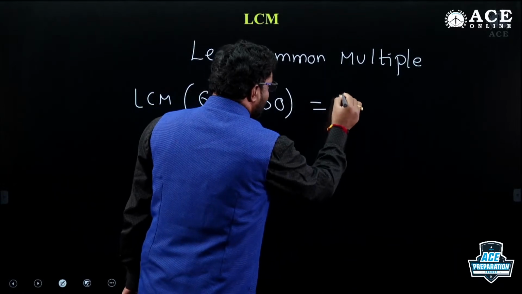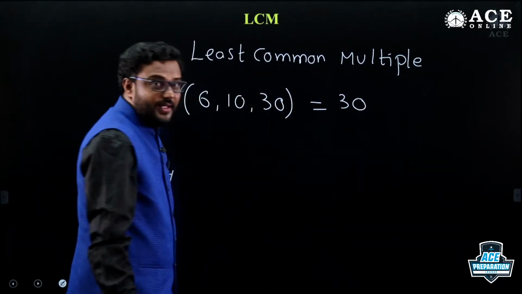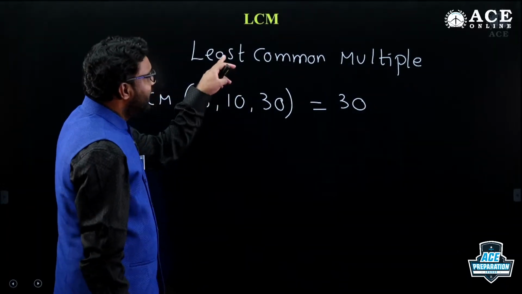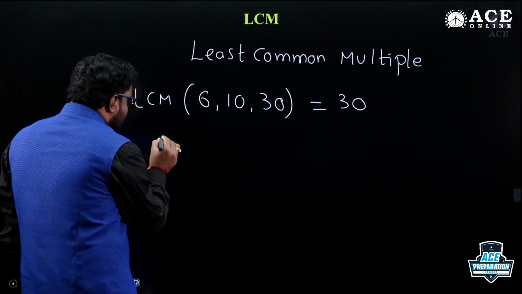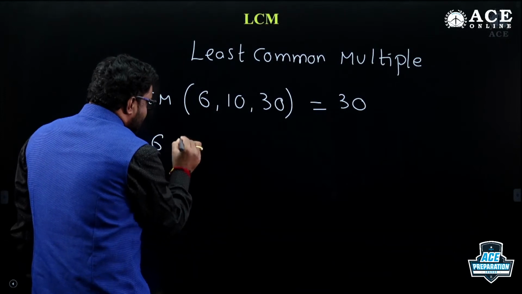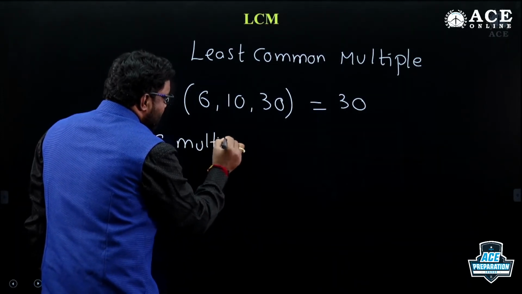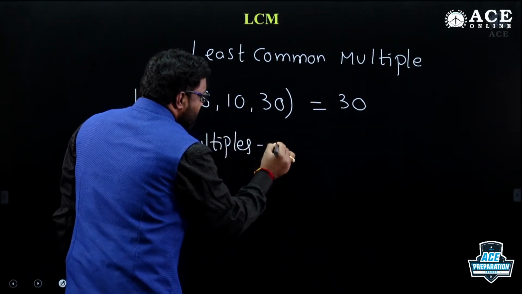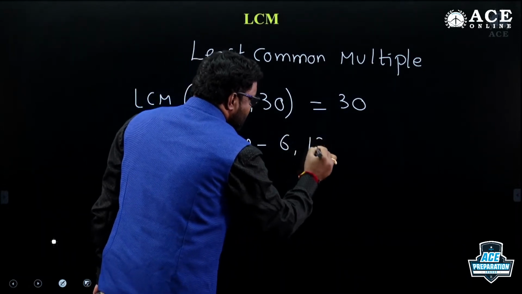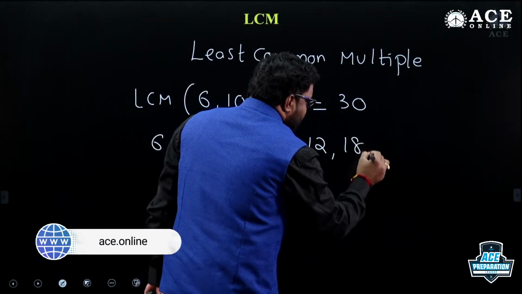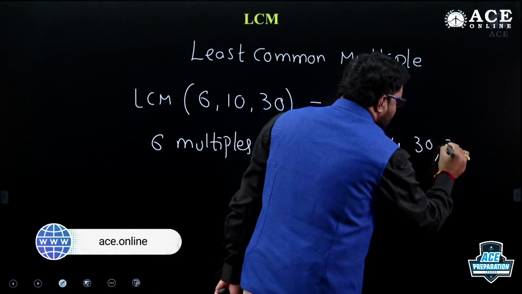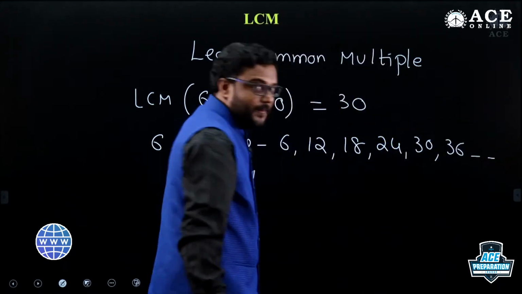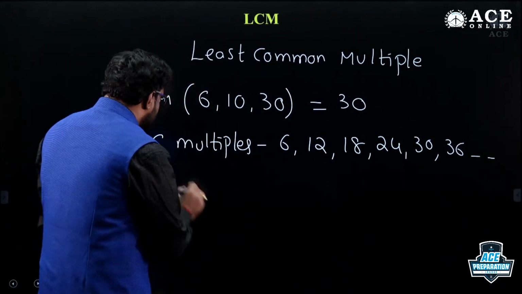You people may know, but how you got 30 is, see, the basic meaning, least common multiple. First take the multiples of 6, 10 and 30. So first consider 6 multiples. 6 multiples are nothing but 6, 12, 18, 24, 30, 36 and so on. So these are the 6 multiples. The next number is 10.